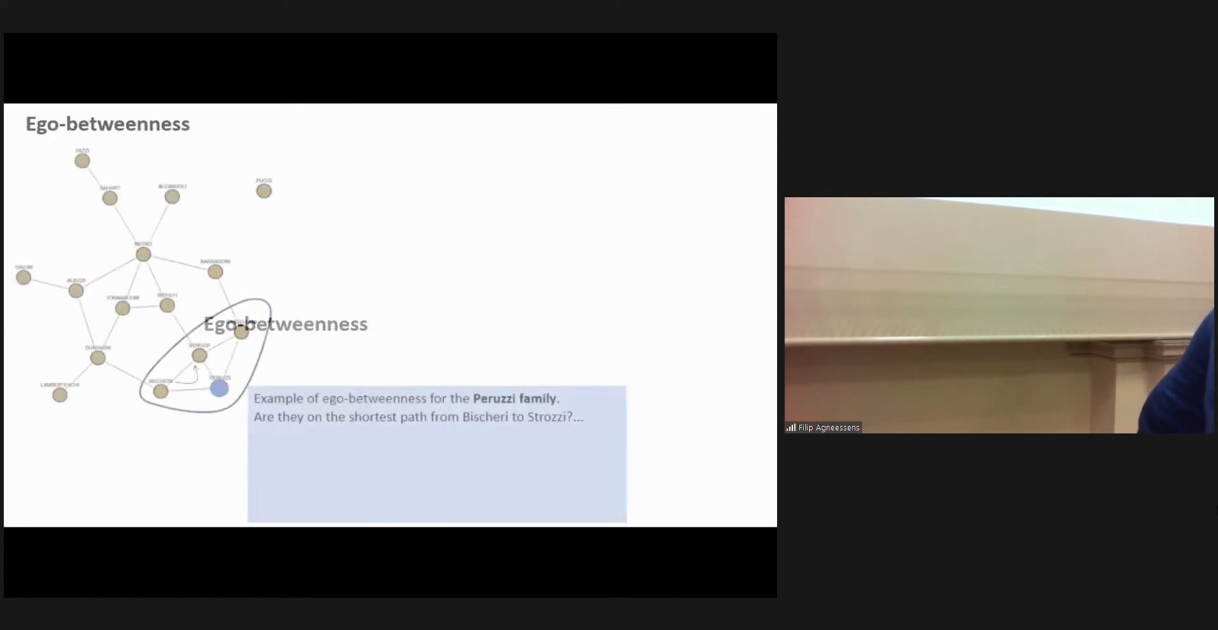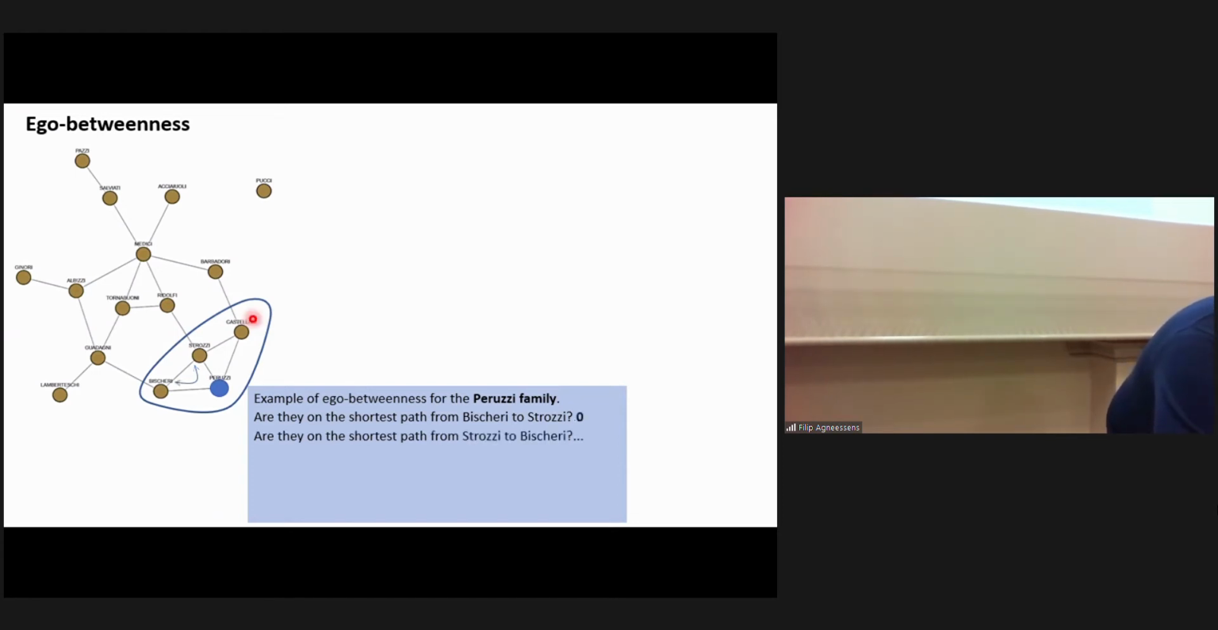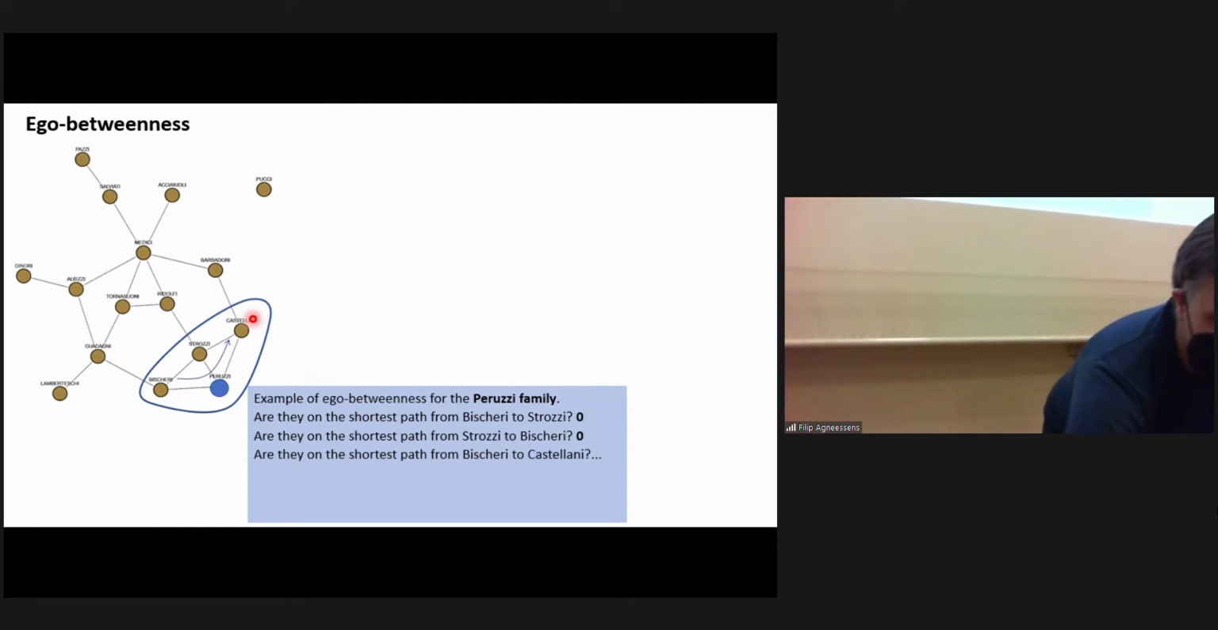I can also calculate ego betweenness. Remember betweenness? I can just focus on an ego network and calculate the betweenness of a person. I just calculate how many times a person is in between others. So is the Peruzzi in between these two? No. These two? I actually did it in 2 directions; we could have just done it once. These two? The Peruzzi are on the shortest path between these two, because there's no direct connection there. But there is an alternative connection here as well.